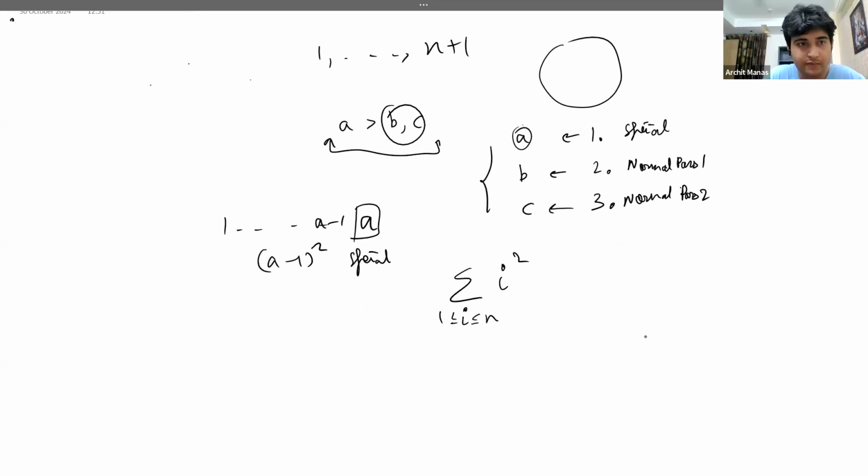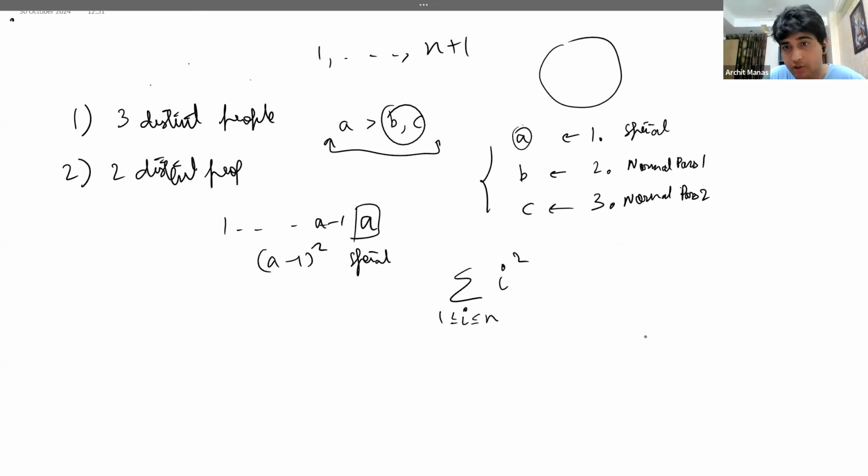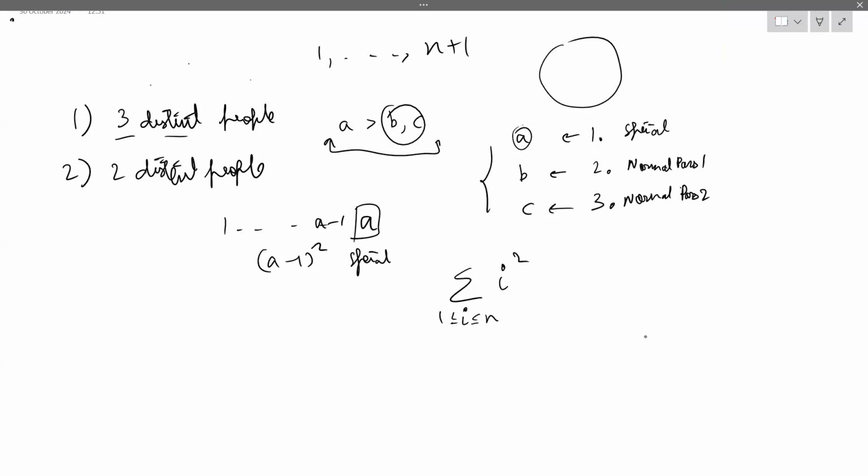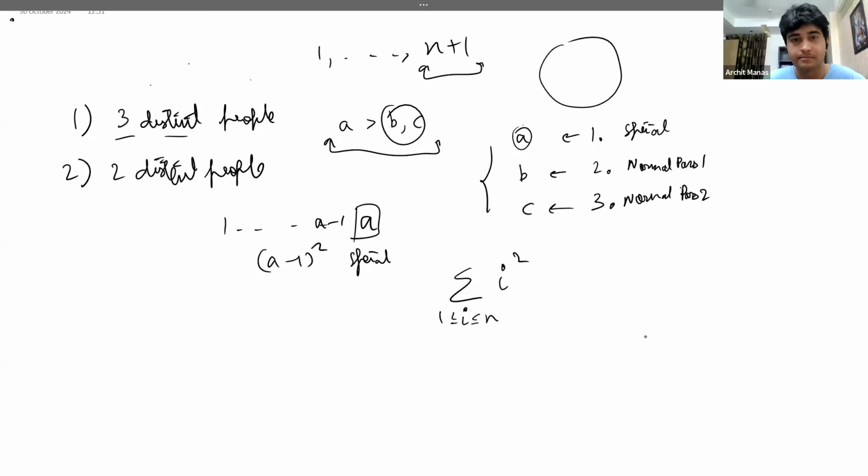Now you're choosing three people. There are fundamentally two possibilities. The first possibility is that you pick three distinct people. The second possibility is that you pick two distinct people, in which case both the normal passes go to the same individual. Okay, so one possibility is you choose three distinct people. If I choose three distinct people, then the person who gets the special pass is uniquely determined.